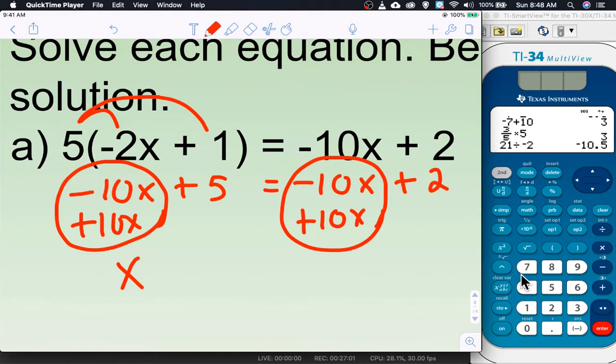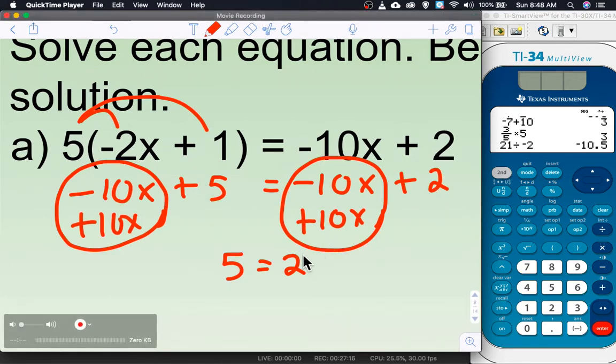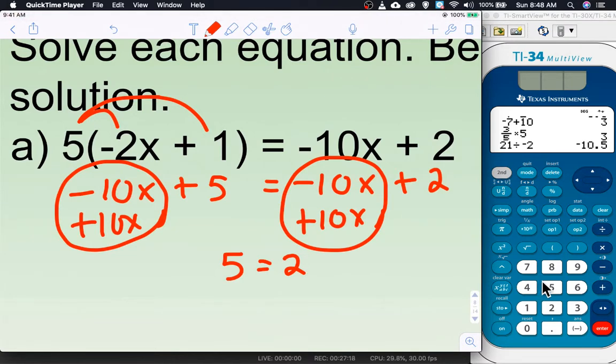That's probably the biggest mistake I see students make in this type of problem. There is no more x left. The x's are gone. What we have left is a 5 and a 2. This 5 and this 2. So we got 5 equals 2.